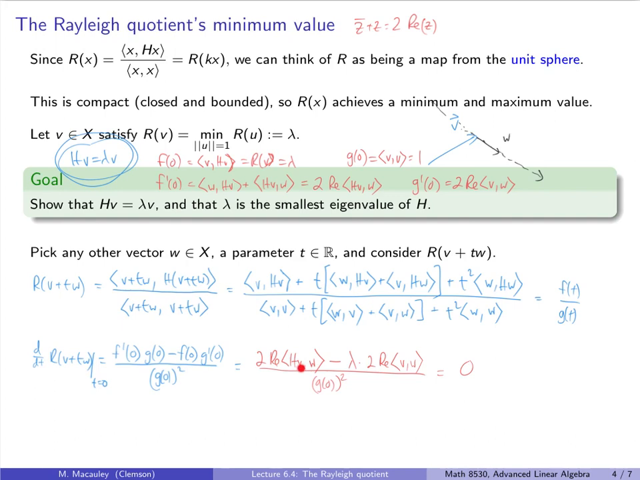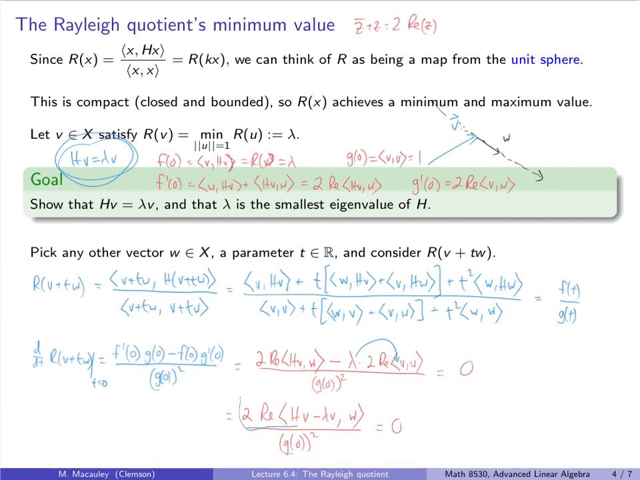Okay, so now what can we do here? So I can factor out a 2. I can combine these two using bilinearity. If we do that, we get a 2 times, let's see, so I'm going to move the lambda inside and put it next to the v. So 2 times the real part of hv minus lambda v dot w over g of 0 squared. So again, I moved the lambda in here, then I combined these using bilinearity, and this is equal to 0.